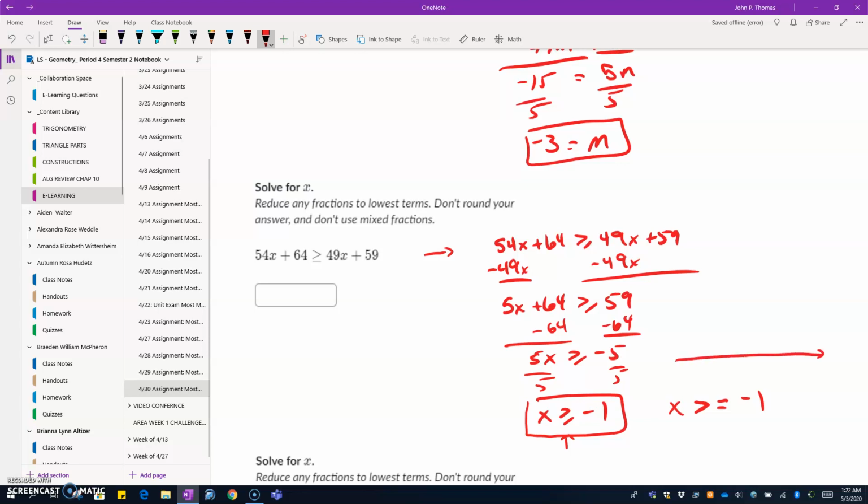Alright, in an Algebra 2 class, you'd also have to graph this, so we'd have 0, negative 1 is a closed circle, and it's greater than, so we'd have an arrow going out to the right.